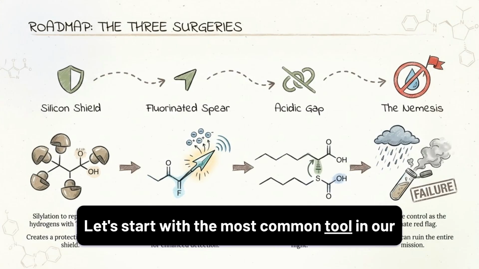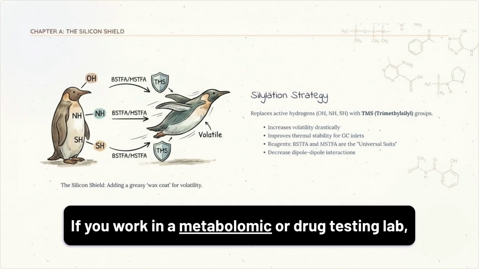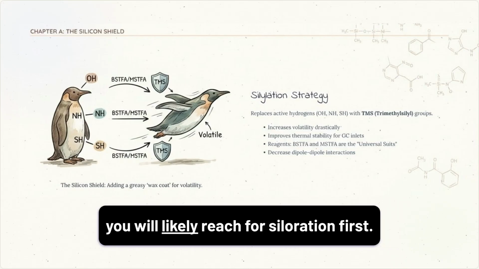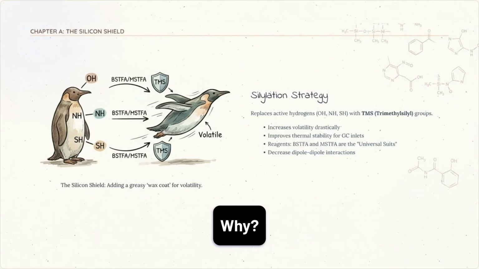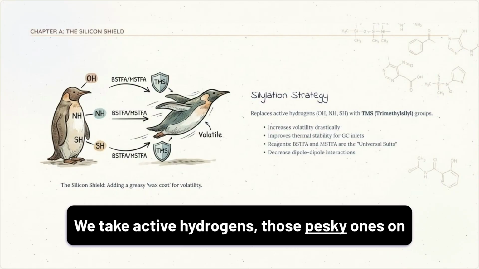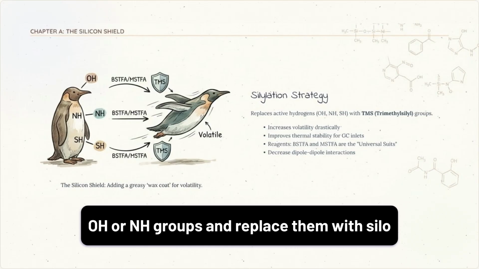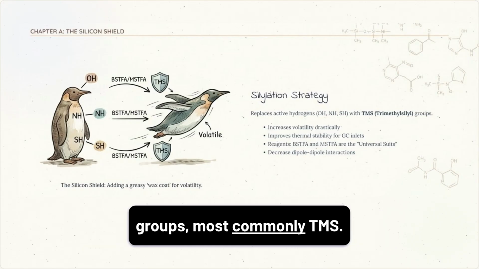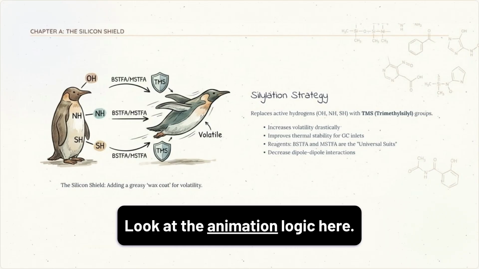Let's start with the most common tool in our arsenal. If you work in a metabolomics or drug testing lab, you will likely reach for silylation first. Why? Because it's the universal suit. We take active hydrogens, those pesky ones on OH or NH groups, and replace them with silyl groups, most commonly TMS. Look at the animation logic here.